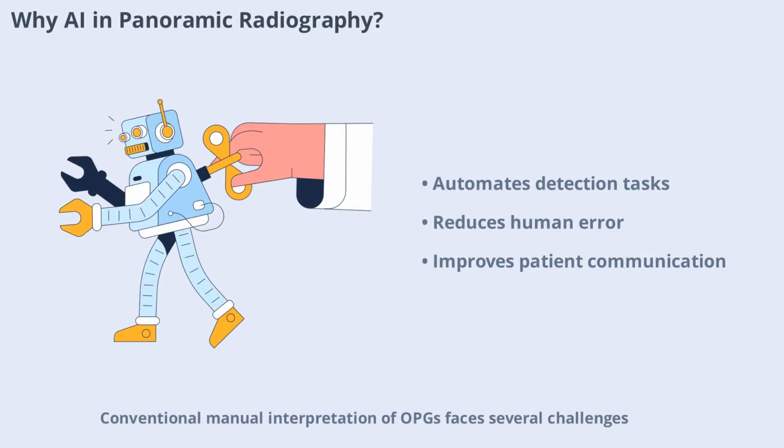Conventional manual interpretation of OPGs faces several challenges: anatomical ghosting, satisfaction of search bias, inter-observer variability, and clinical volume crisis. Human readers often miss subtle pathologies due to fatigue or cognitive biases.